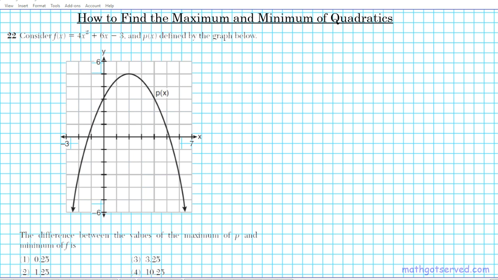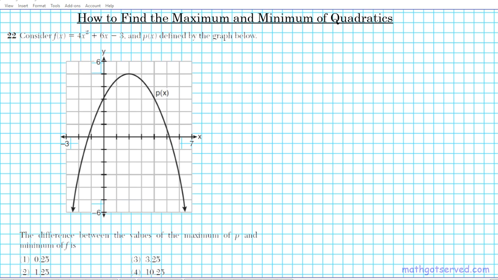All right, let's take a look at question 22. In question 22, we're being assessed on how to find the maximum and minimum of quadratic functions. We're going to be looking at finding the extrema of the function and the graph. Question 22 reads, consider the function f of x equals 4x squared plus 6x minus 3 and p of x defined by the graph below.